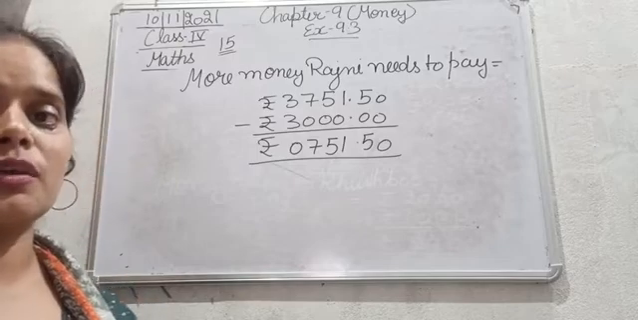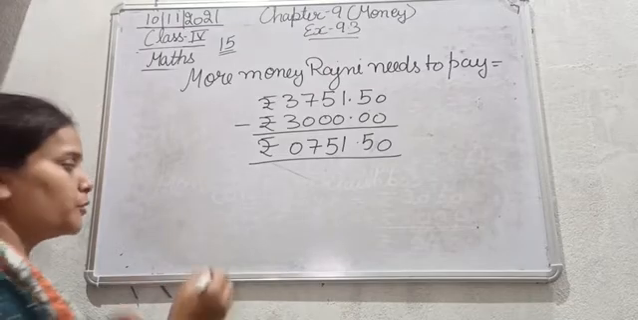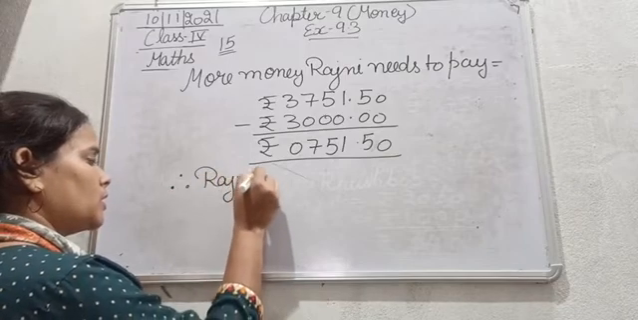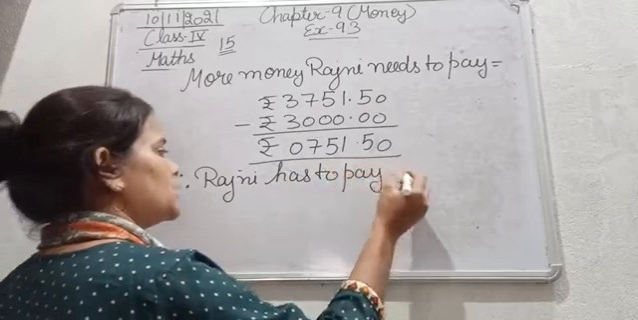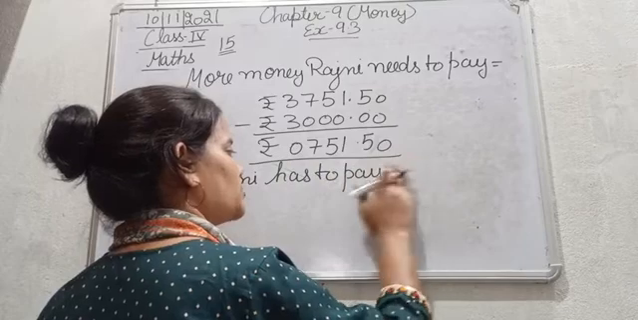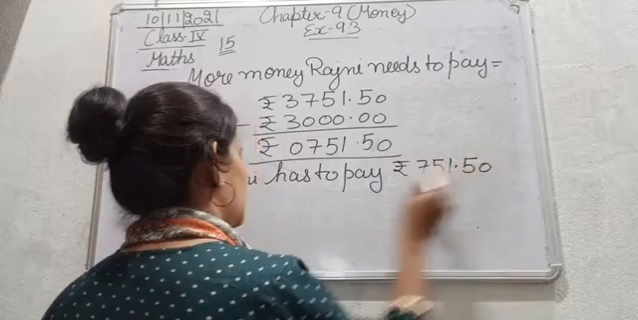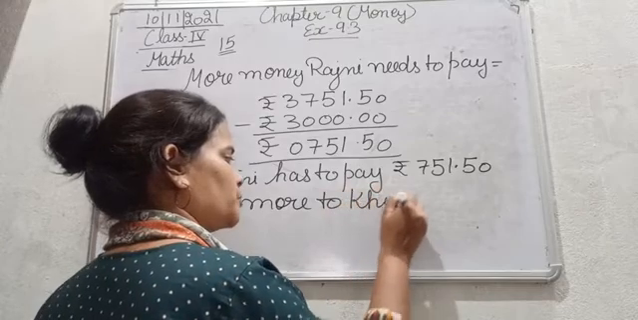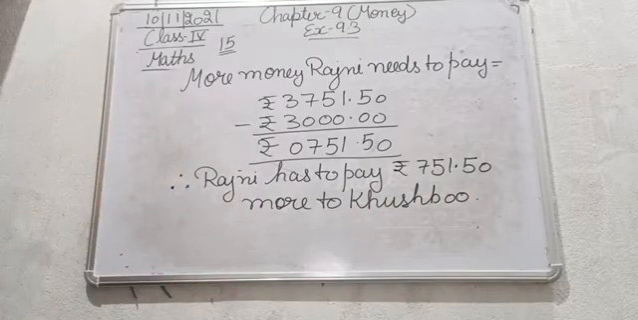Okay. So let's write down the solution sentence. Therefore, Rajni has to pay 751 rupees and 50 paisa more to Khushbu. Okay. So this is the solution for question number 15 and we have completed this.